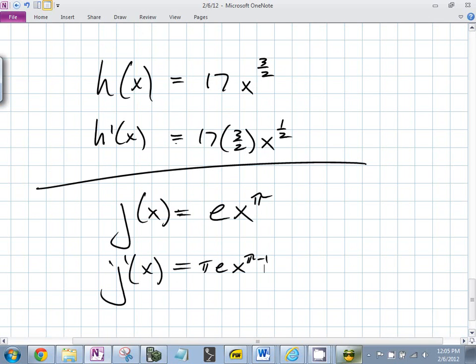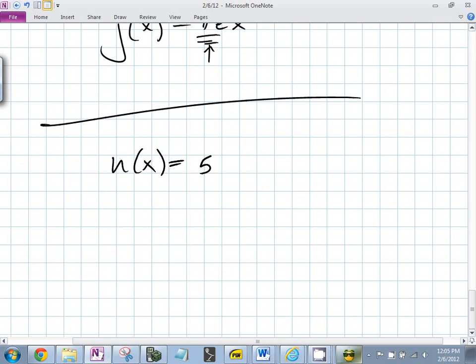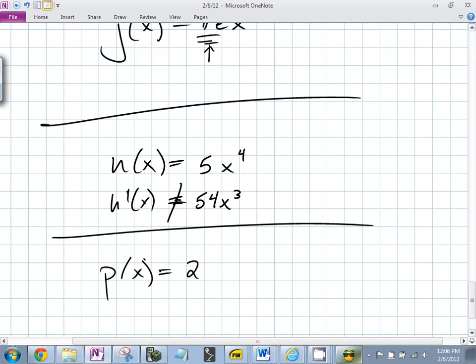I say this once, mainly because I think I shouldn't have to say it at all. Because, for example, let's say I gave you n of x was equal to, I don't know, 5x to the 4th. I have people write this sometimes. No, it's not 54. It's 5 times 4. What if it's like 2x cubed plus 3x squared plus x plus 1, sure. What does p prime equal?